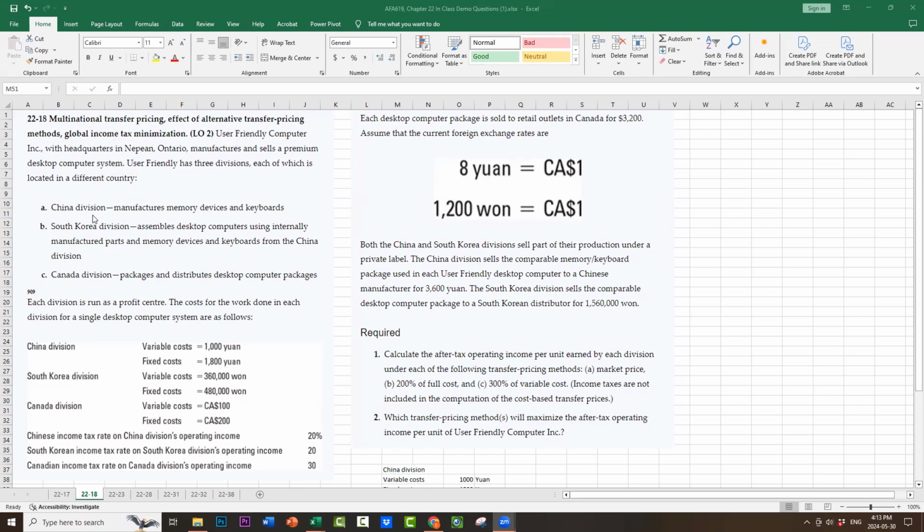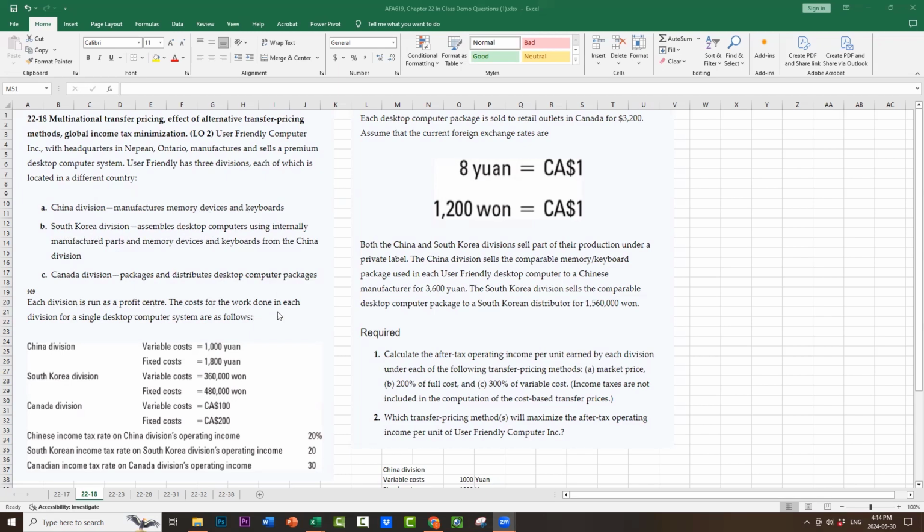So we've got the China division, which manufactures memory devices and keyboards. The South Korea division assembles the desktop computers using internationally manufactured parts and the memory devices and keyboards from China. So we're transferring down. And then South Korea ships it to the Canadian division, and the Canadian division packages and distributes desktop computer packages. So they sell them to the external market. Each division is run as a profit center.